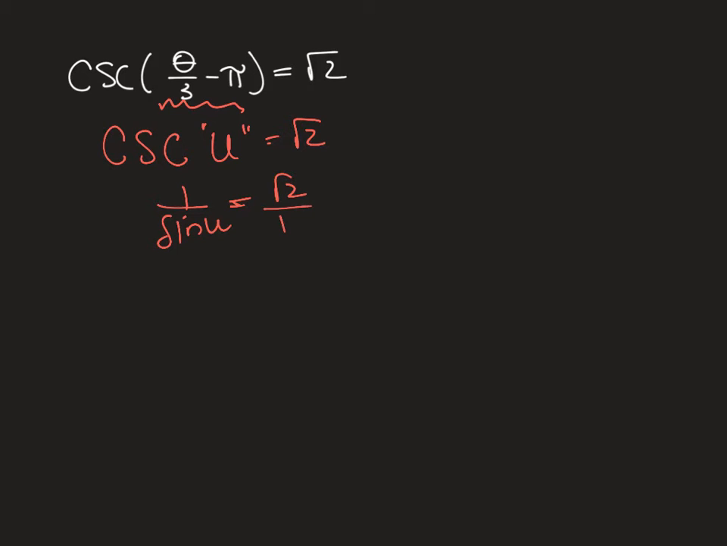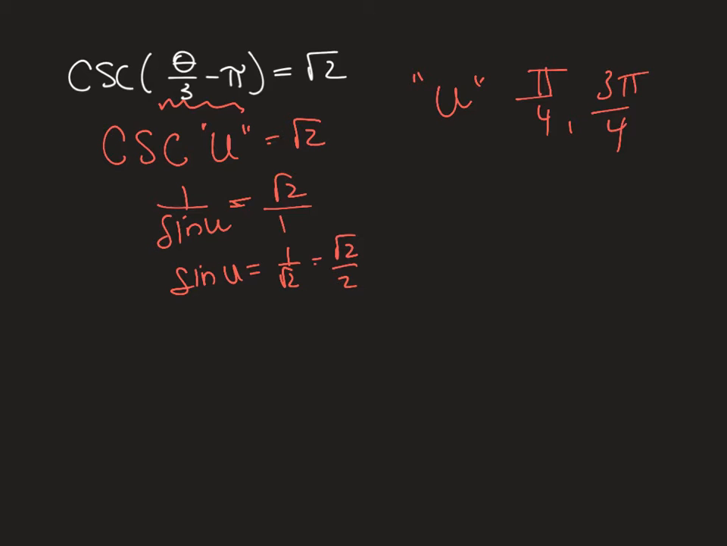And you can put that over 1. You're going to cross multiply and divide. So sine of u equals 1 over radical 2, but we know we have to rationalize that, right? So the angles that we get for u are pi over 4 and 3 pi over 4. Those are our two angles where our y equals radical 2 over 2.